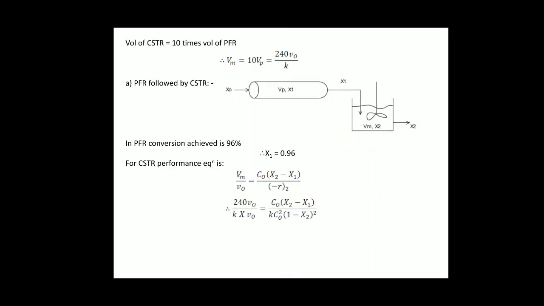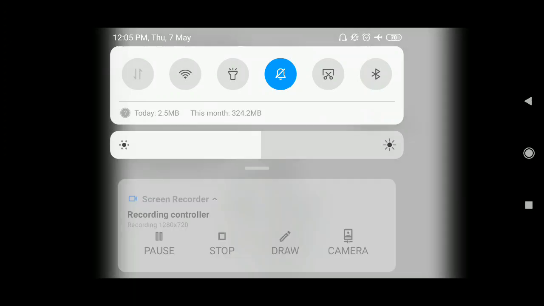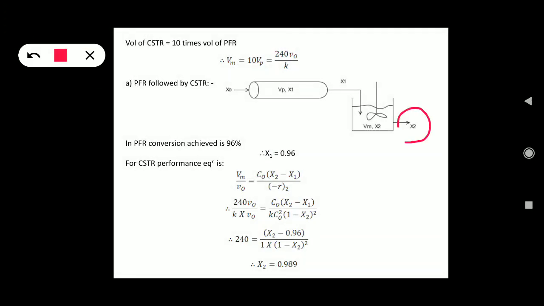If I substitute the values, you can see the rate of reaction is K C0 square (1 minus X2) square, because this is a second order reaction. Here I have written X2 because the conversion in the mixed flow reactor is X2. So I have written minus R is equal to K C0 square (1 minus X2) square. If you simplify this, you will get this equation, and if you solve it, you will get the value of X2 as 0.989, meaning 98.9% conversion you are going to get if the PFR is followed by CSTR.